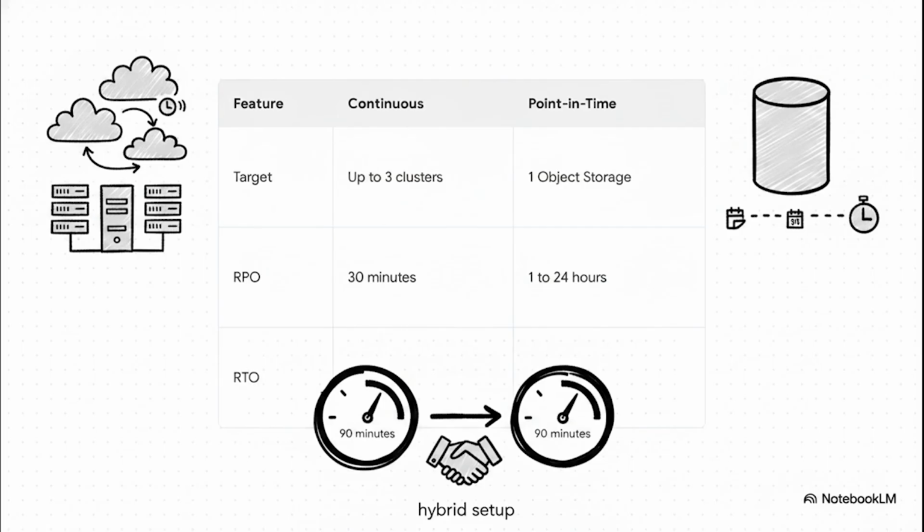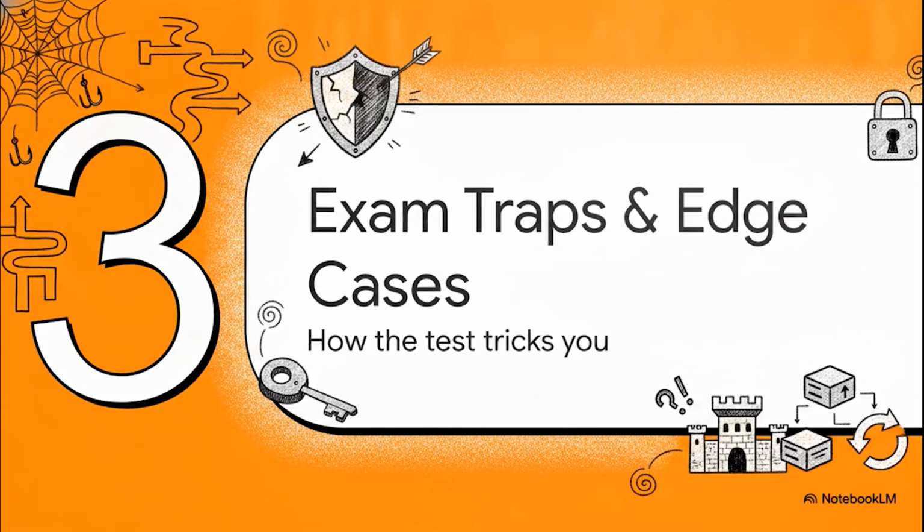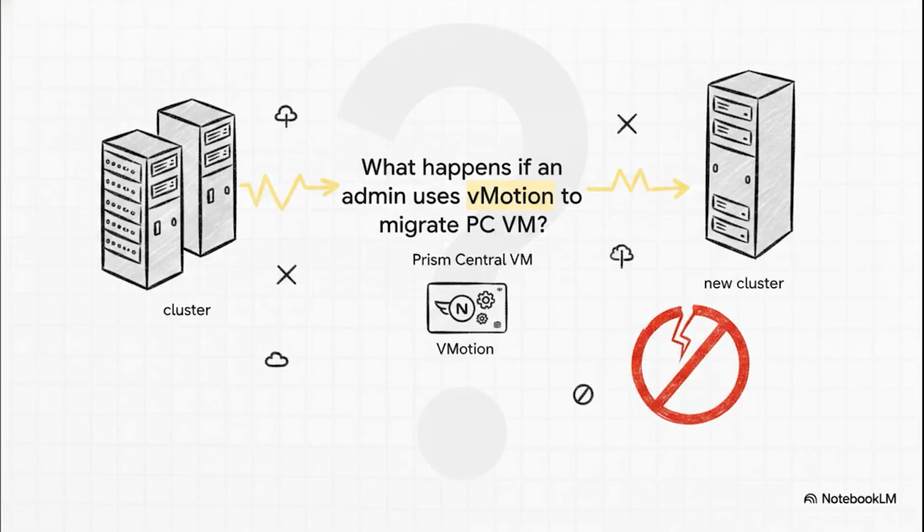Just keep in mind, for maximum resilience, a hybrid setup combining both continuous local backups and point-in-time remote object backups is highly recommended. All right, Section 3, Exam Traps and Edge Cases. Let's look at how the test tries to trick you. Let's shift gears and tackle the exact edge cases the exam writers love to throw at you.